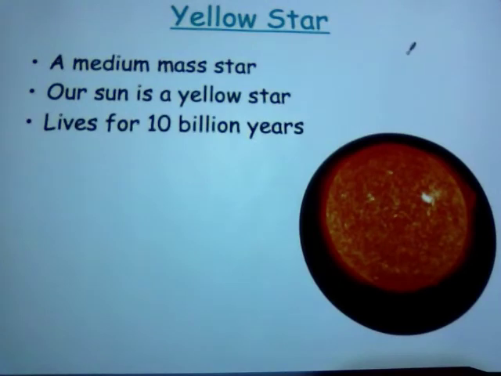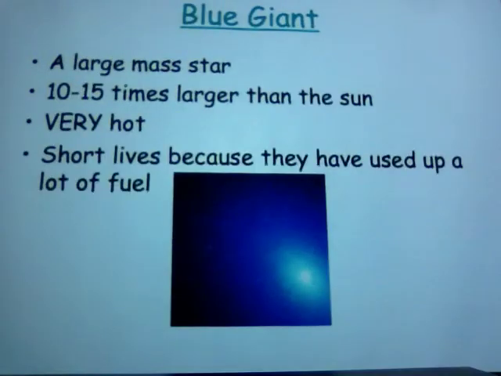A yellow star is a medium mass star. Our sun is a yellow star, and it lives for about 10 billion years. A yellow star has about medium temperature. It's higher than the red, but lower than the blue. The blue giant is a very large mass star. It is 10 to 15 times larger than the sun. It is extremely hot, and it lives a very short time because of how fast it burns its fuel.